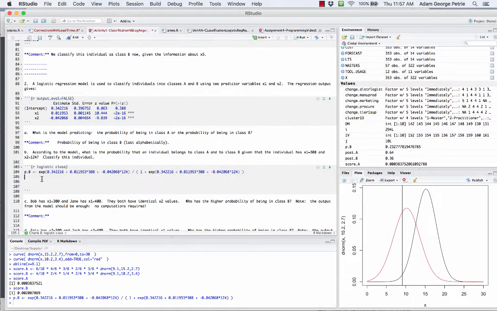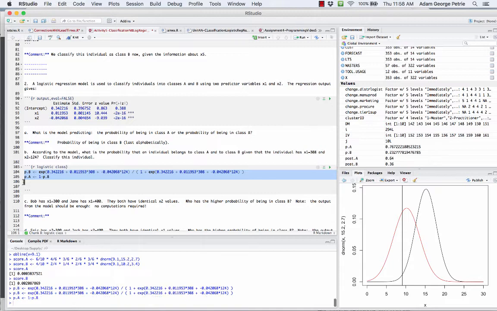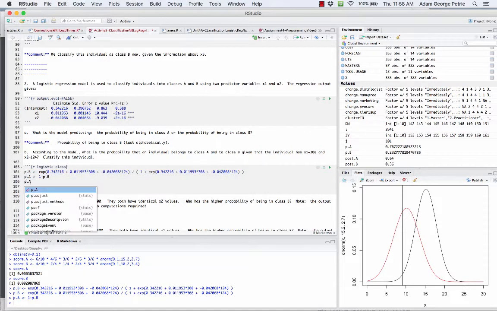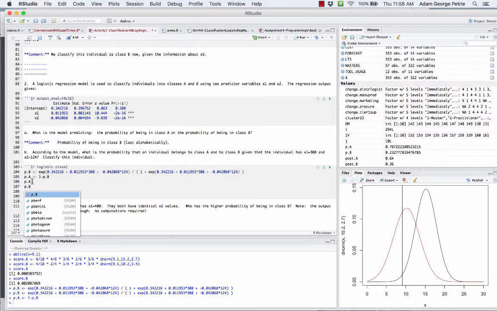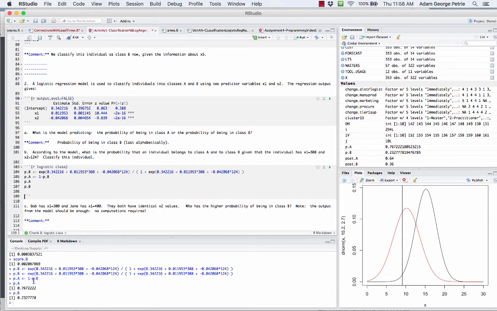So that's P of B. What's the probability of A? Well, it's just 1 minus the probability of B here. The 2 probabilities have to add up to 1. So the probability of not being in Class B, or probability of being in Class A, is just 1 minus that. All right, so let's look at these 2 probabilities. How do we classify it? Well, we classify it to whichever class has the higher probability. So we classify to Class A because the probability is higher.